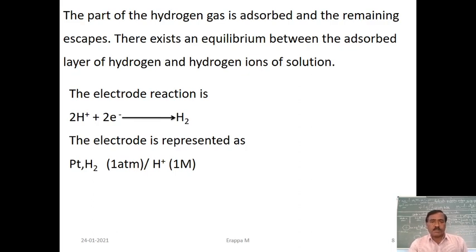The electrode is represented as platinum, connected with hydrogen gas at 1 atmosphere, in contact with H+ ions in a 1 molar solution. That is how to represent the cell for the hydrogen electrode: platinum in contact with hydrogen gas at 1 atmosphere, then a single vertical line, in contact with H+ ions of 1 molar solution.